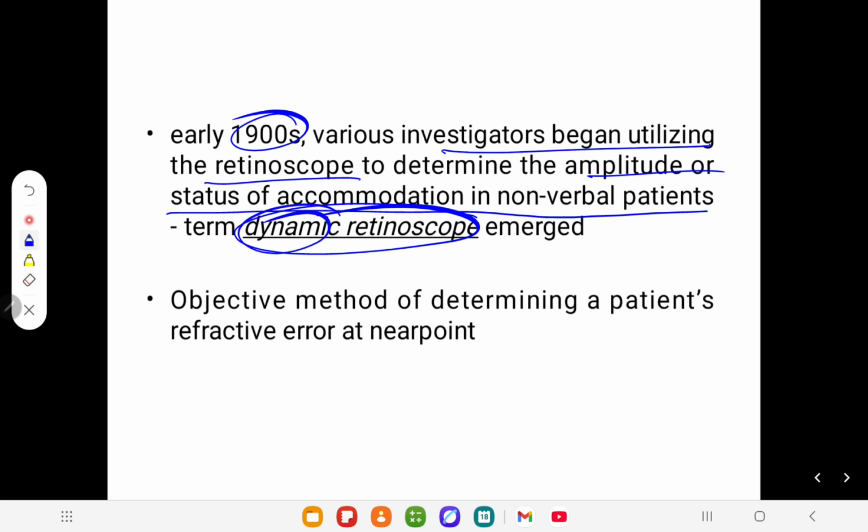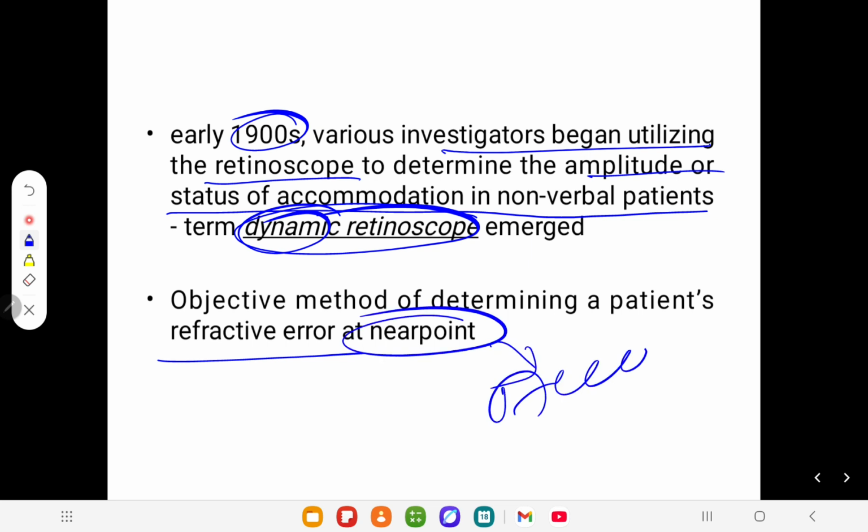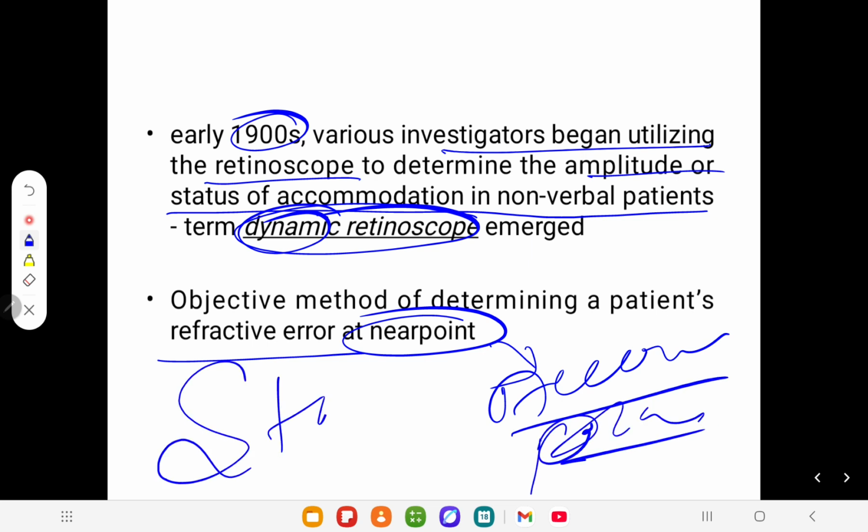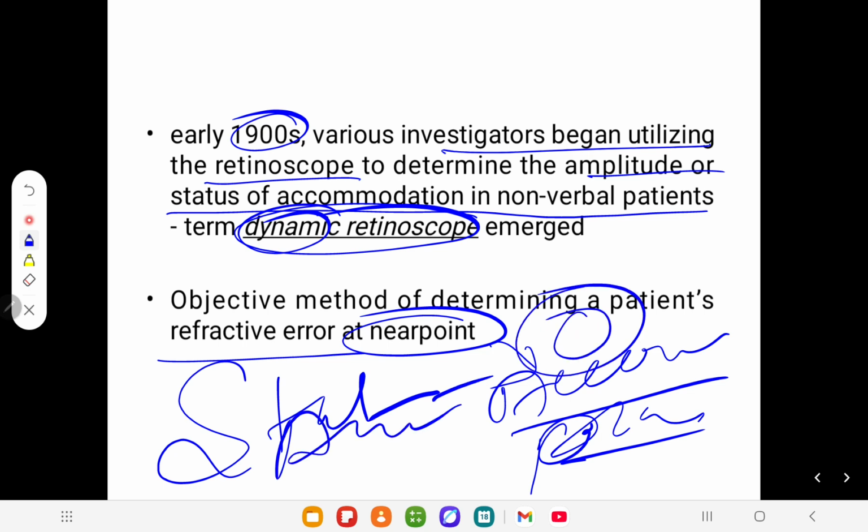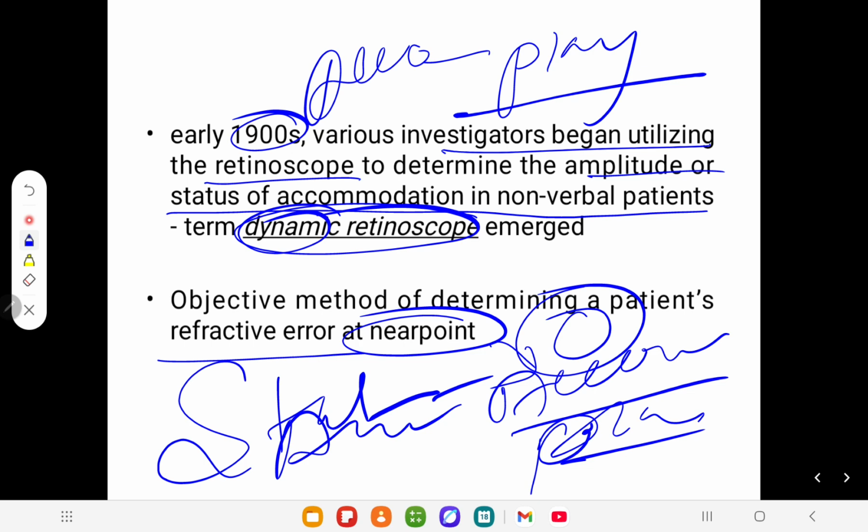Dynamic means changing, isn't it? It is an objective method to determine the pattern and refractive error at near points. At near point, you always know that accommodation comes into play. That's why in static retinoscopy, accommodation is static, zero. There is no change in the accommodation. In dynamic retinoscopy, accommodation comes into play. That's a very important difference in definition. In static, accommodation is static. In dynamic, accommodation is in dynamic play. Accommodation is not at all at rest.